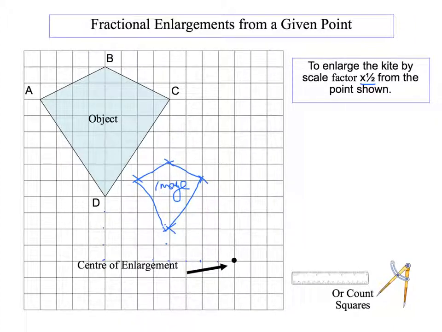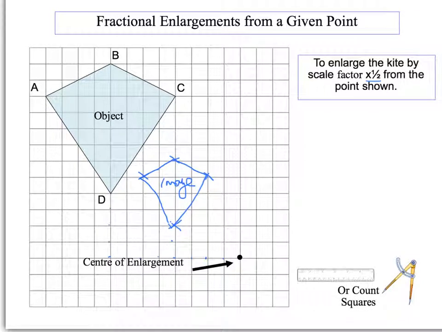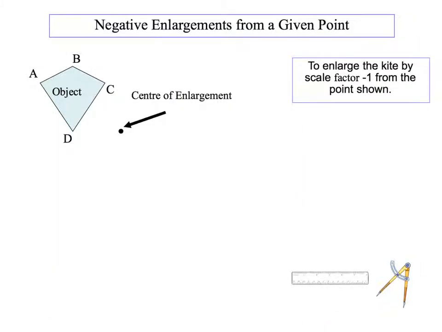Having plotted each of the points, we can join them up. And we notice that our image is half the size of the original object. If we don't have a grid, we can use our rulers to measure the distance from the centre of enlargement to each point. And in this particular case, because it's -1, we would have to go in the opposite direction, the same distance.